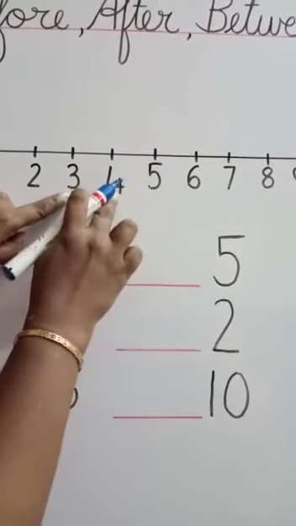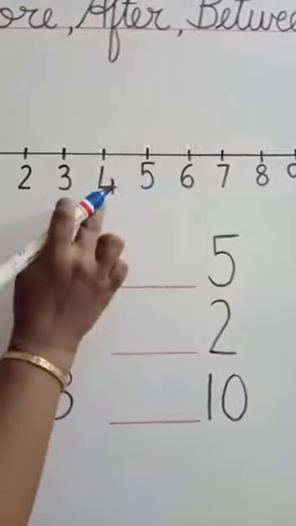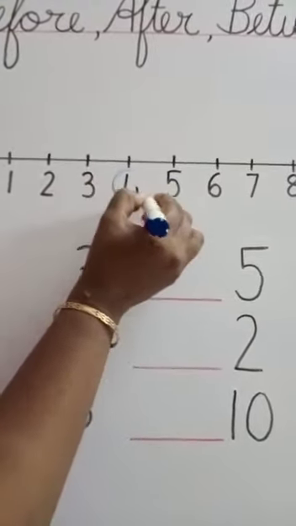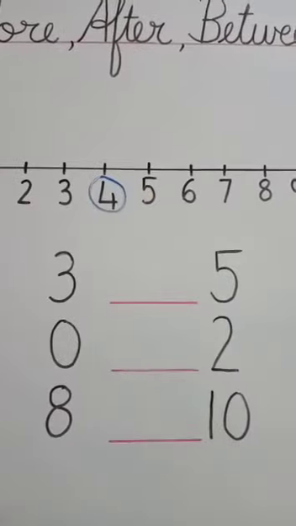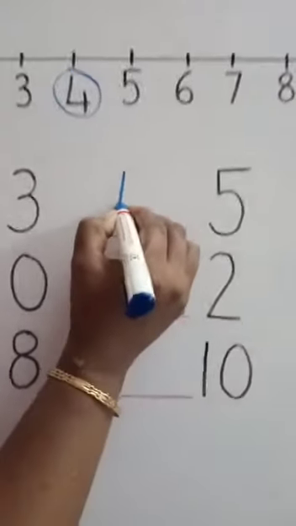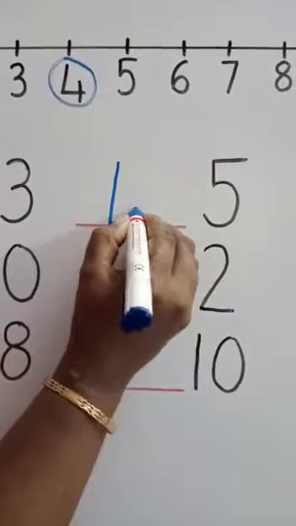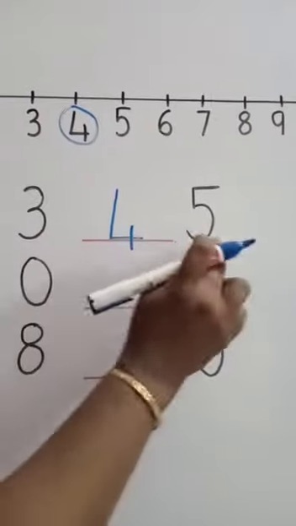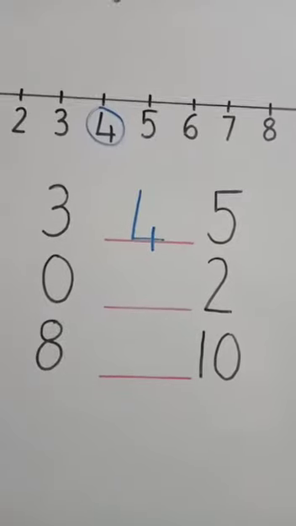Now what comes in between? Which number in between of 3 and 5? Yes, I found here. Who's it? Which number is that? That is number 4. So I'm going to write 4 in between. Now let's say together 3, 4, 5. Isn't it right? Very good.